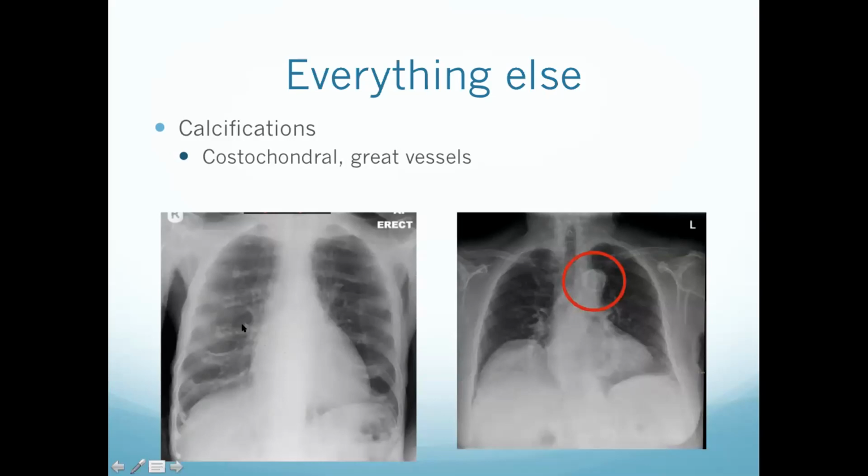And also calcifications, be aware that you can see those, and that was quite evident on chest x-rays. So on here, when you first look at it, it might look like there's some consolidation or something dodgy going on. But if you follow along, it goes along each rib. So these are costochondral calcifications. And another common place to get calcifications is within the great vessels. So just be wary of those.